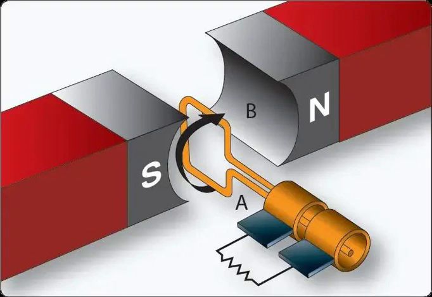Faraday's law: the induced electromotive force, EMF, in a conductor is directly proportional to the rate of change of magnetic flux linkage through the conductor.